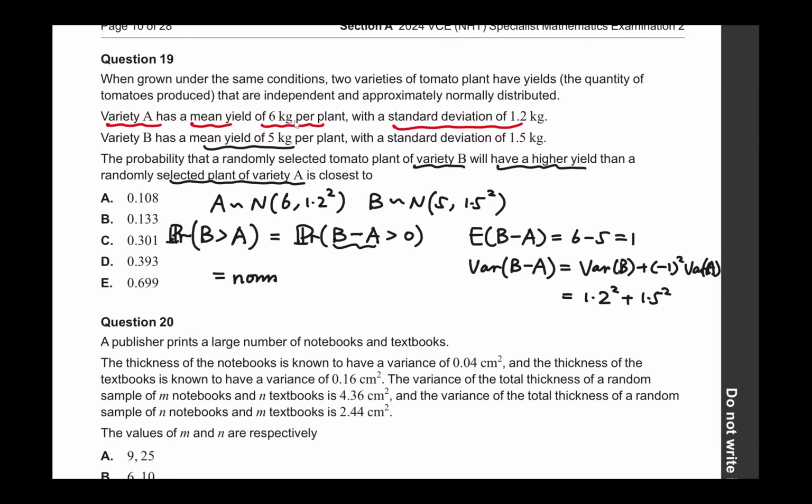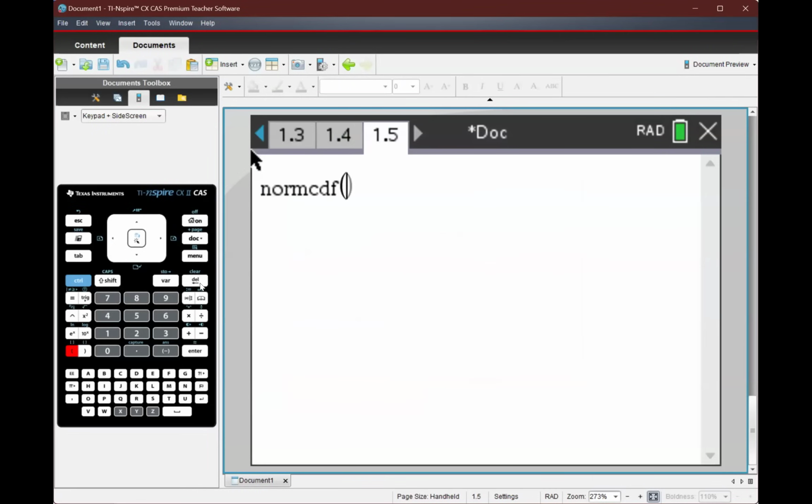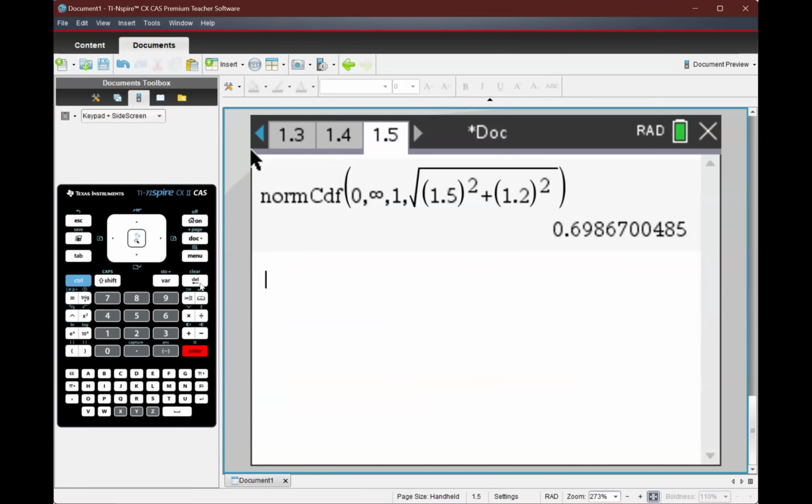So now you can use the norm CDF from 0 to infinity, and the mean value is 1. Standard deviation is the square root of 1.2 squared plus 1.5 squared. Okay, and you should be able to get some reasonable answer. So let's have a look. Okay, so that gets you the answer.